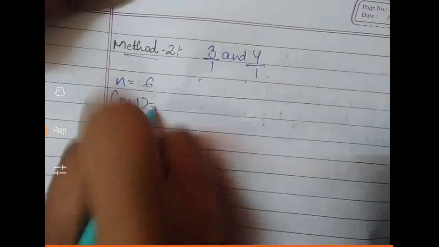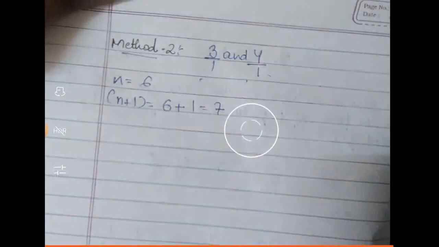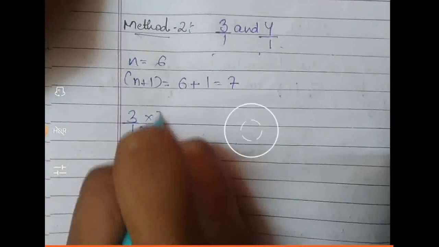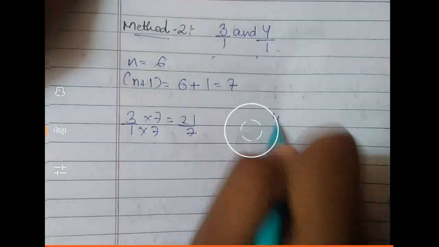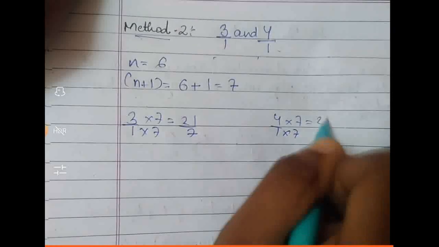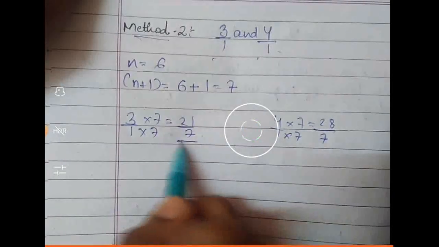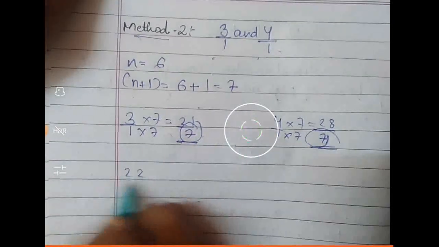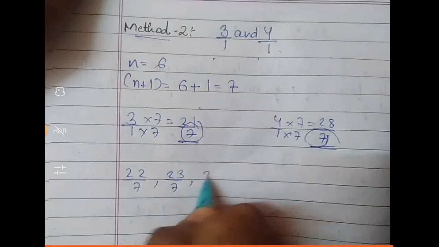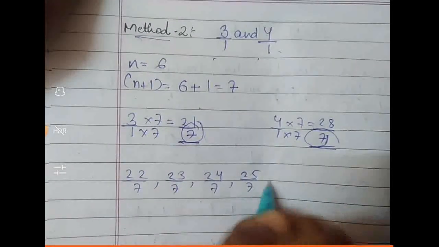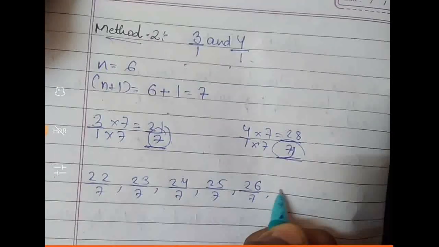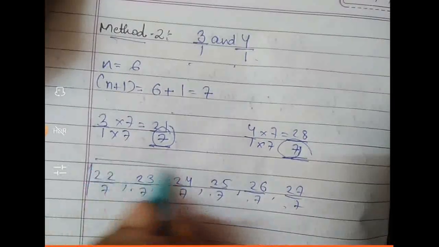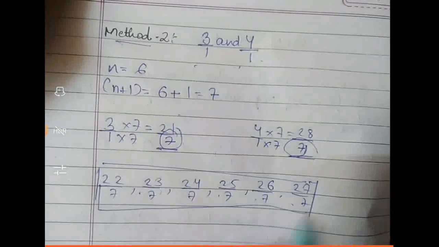N plus 1, which is 6 plus 1, that is 7. Let's do that together. So 3 by 1 into 7 by 7. You know how to convert it into equivalent fraction, right? Now between 21 by 7 and 28 by 7, as the denominators already are like, I can simply write 22 by 7, 23 by 7, 24 by 7, 25 by 7, 26 by 7, correct? 27 by 7, 1, 2, 3, 4, 5, 6. So these are the 6 rational numbers lying between 3 and 4.